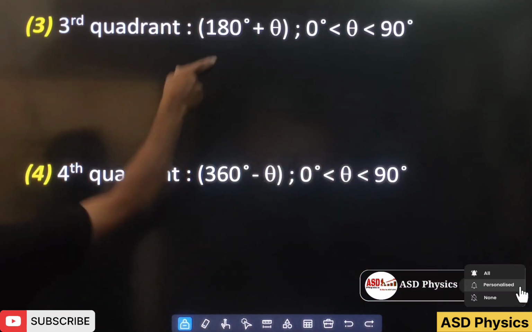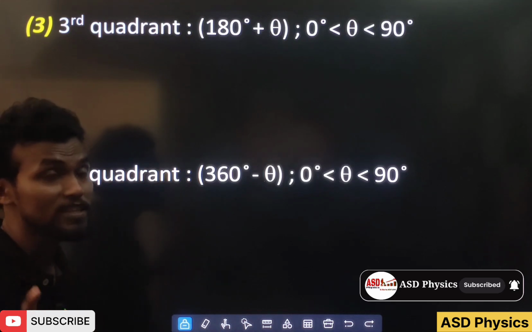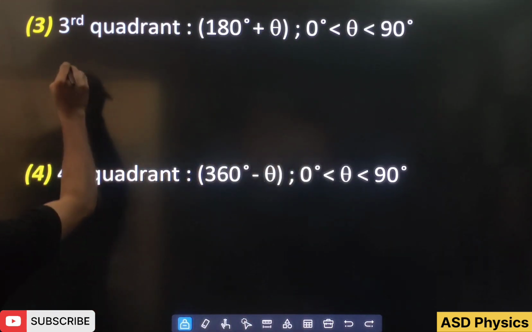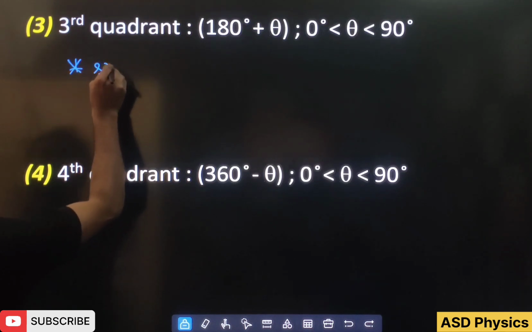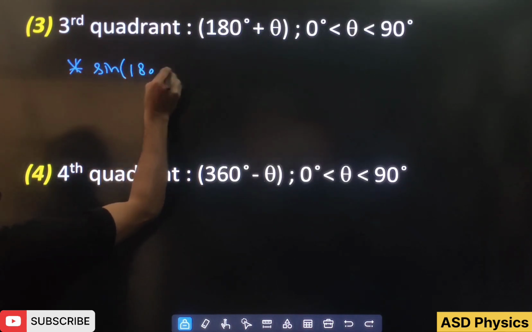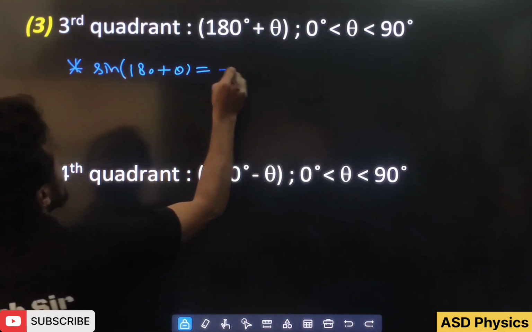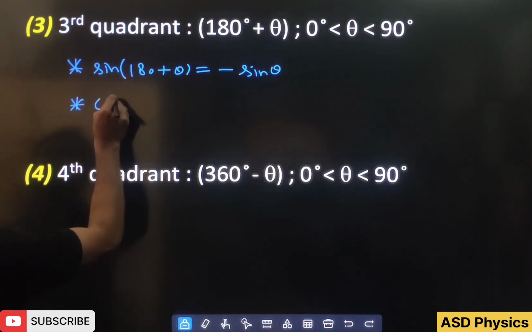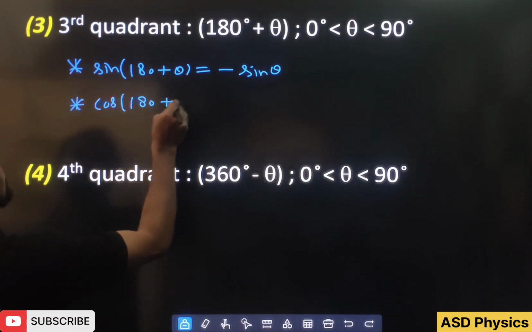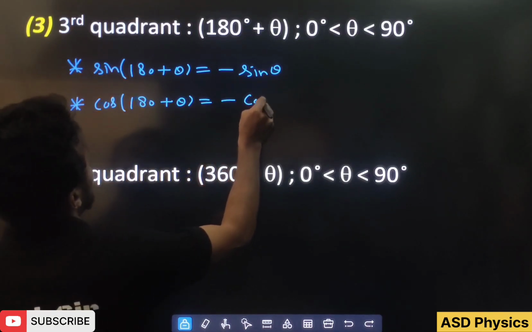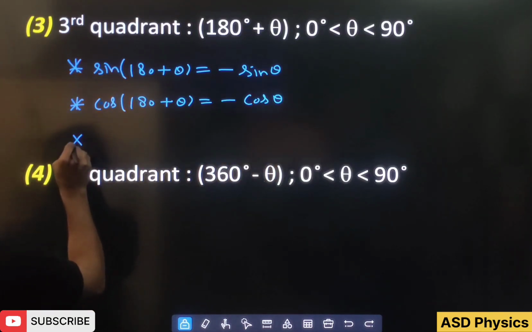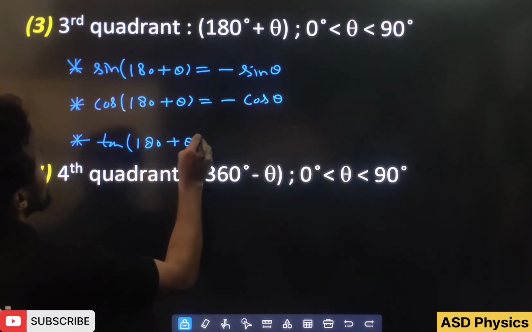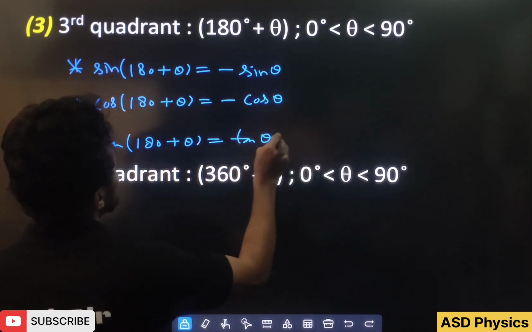The third quadrant is given by 180 plus theta. And what is positive? Add sugar to coffee. That means only tan is positive. So sine 180 plus theta will become minus sine theta, the function will not change. Similarly, cos 180 plus theta will become minus cos theta, only tan will be positive. So tan 180 plus theta will be positive only, tan theta.